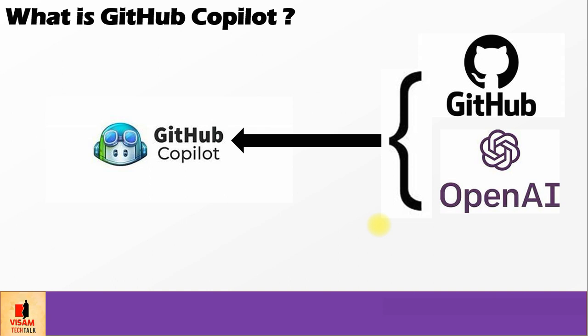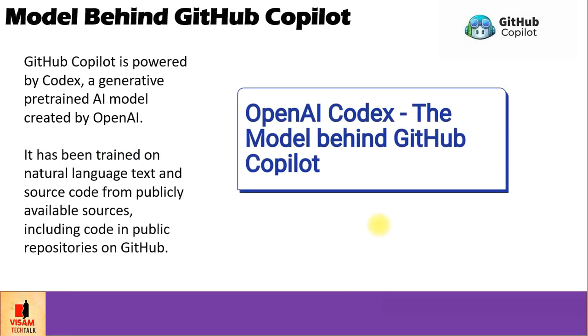Now GitHub Copilot works with the help of an AI model called Codex. This Codex is an artificial intelligence model developed by OpenAI. What Codex does is parse natural language and generate code in response. So that is the model behind GitHub Copilot. It has been trained on natural language text and source code from publicly available sources, including code in public repositories on GitHub.